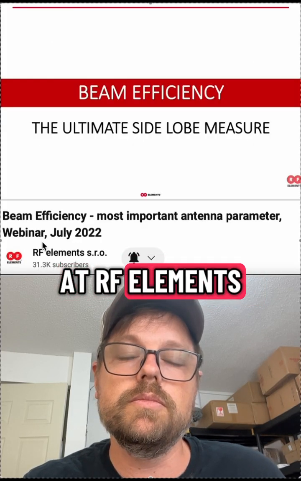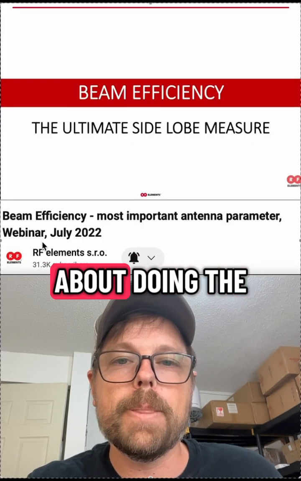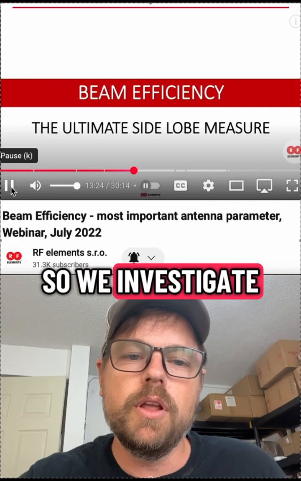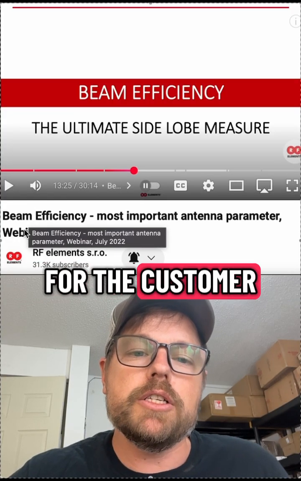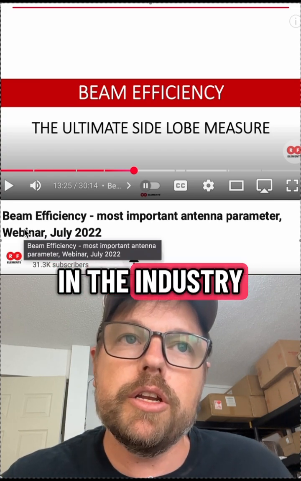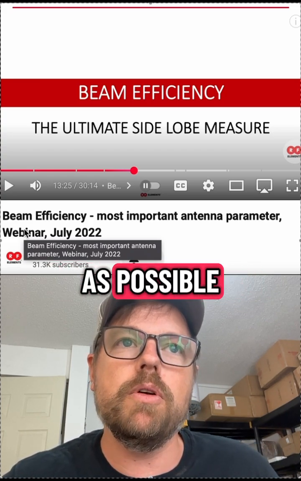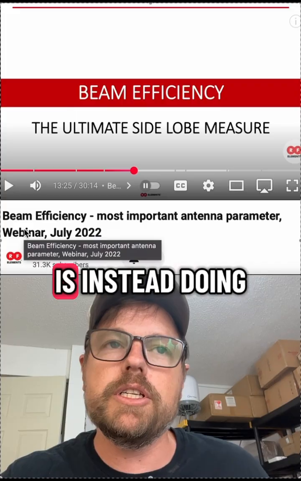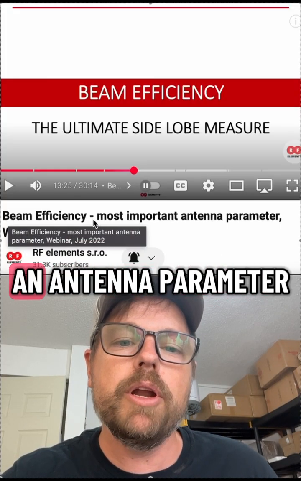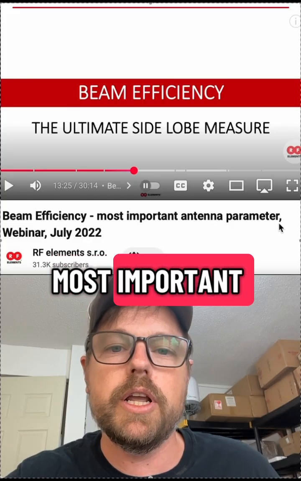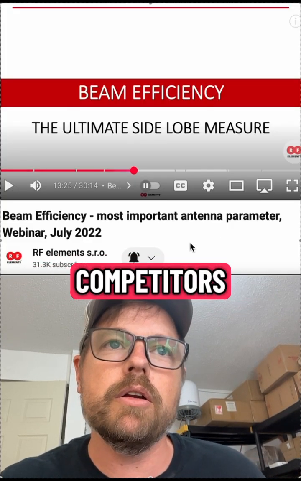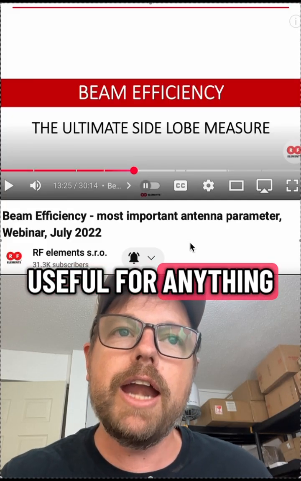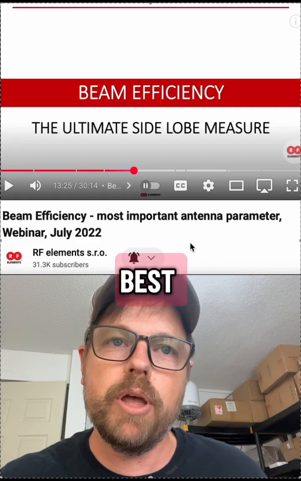At RF Elements, as a company, we are convinced about doing the right thing for the customer and the industry at the same time. So we investigated. If they're concerned about doing the right thing for the customer and for the industry, the right thing is to provide as much detail as possible, as much education as possible on how to use that detail. What RF Elements is instead doing with their beam efficiency, they're making up an antenna parameter, calling it the most important antenna parameter, beating up their competitors, doing a very bad job explaining how this antenna parameter is useful for anything other than just saying that we have the best.